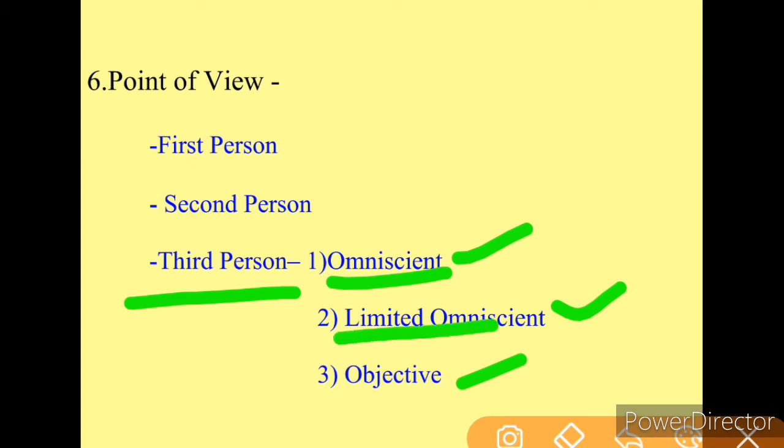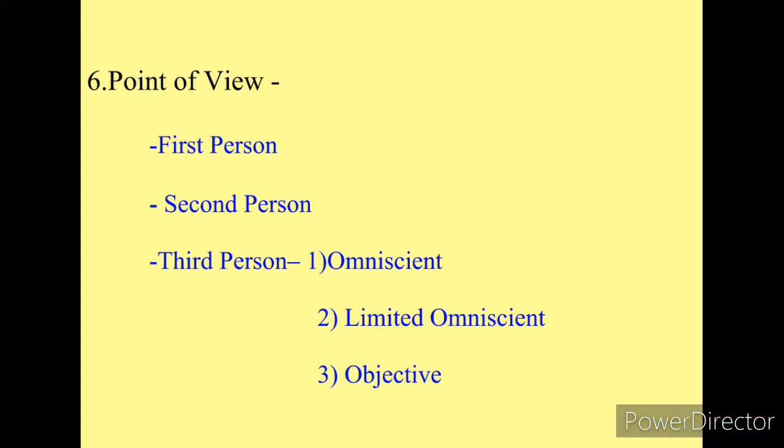In limited omniscient point of view, we see characters are referred to as he and she, and the reader knows what is going on in some of their heads. The remaining characters are treated in the objective fashion. Then the last one, objective point of view. Here the story is about he or she, and the author records action objectively as a movie camera would. The reader does not see any of the characters' thoughts, doesn't get inside their heads.